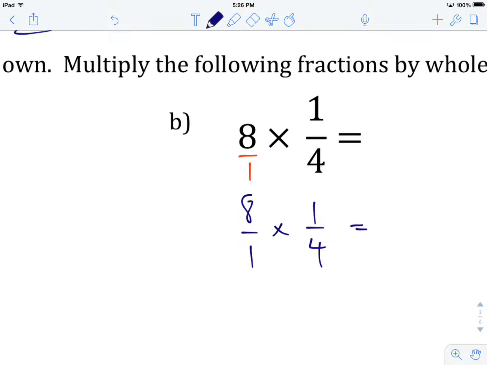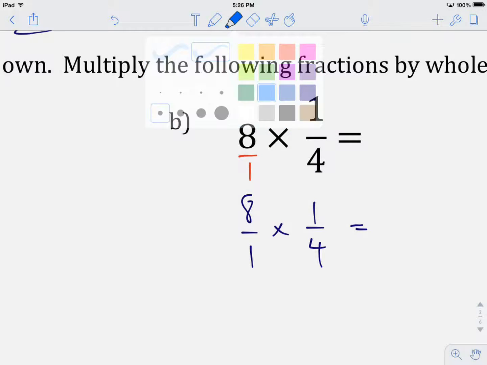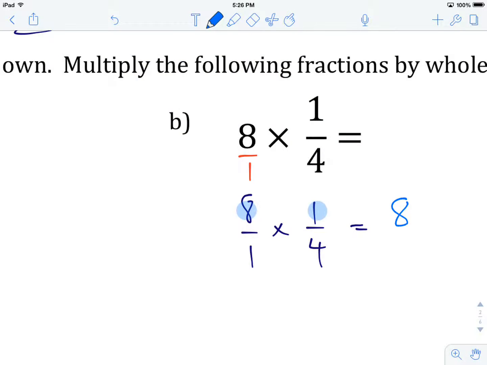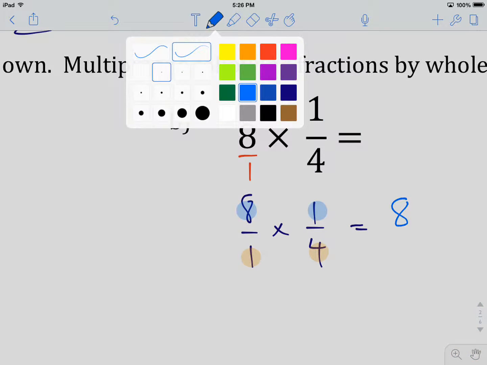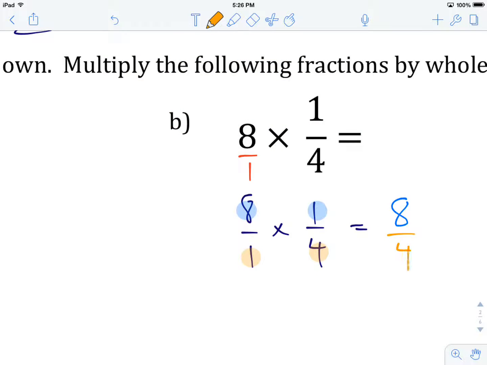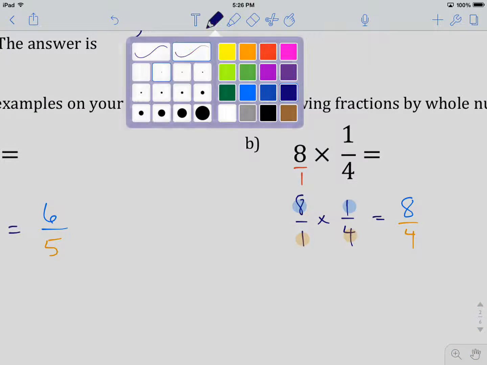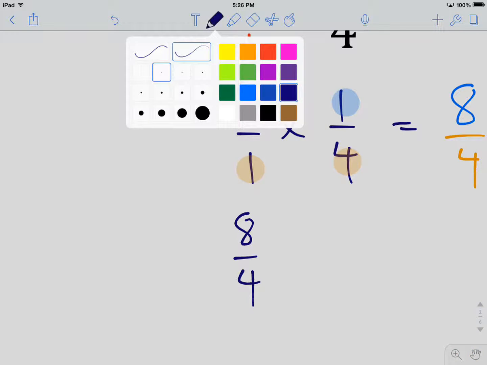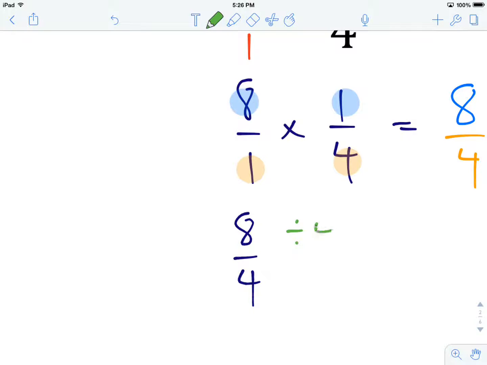At this point, I want to multiply numerator times numerator, which gives me 8. And I want to multiply denominator by denominator, which gives me 4. I'm going to take 8 over 4, which is my answer so far, and see via my factor chart if there is a factor common to both 8 and 4 that I can divide the numerator and denominator by. And when I check that out, I'll see that 4 is common to both my numerator and denominator.